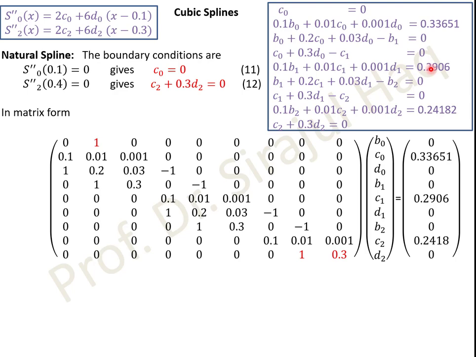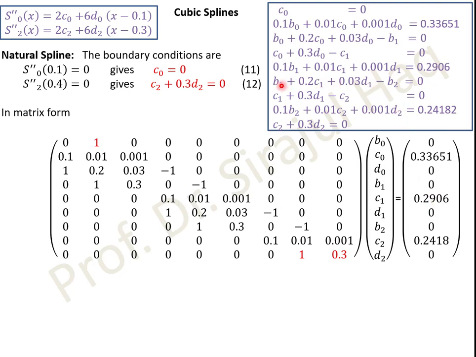Now let's look at this equation. In this case, the coefficients of B0, C0, D0 are 0. Coefficient of B1 is 0.1. Coefficient of C1 is 0.01. And coefficient of D1 is 0.001. And the rest of the coefficients are 0. And that is equal to 0.2906. That's another equation.